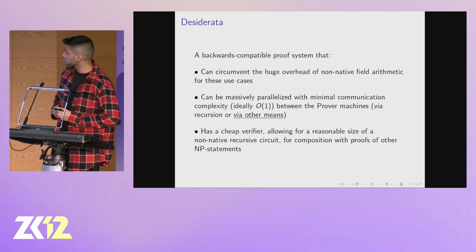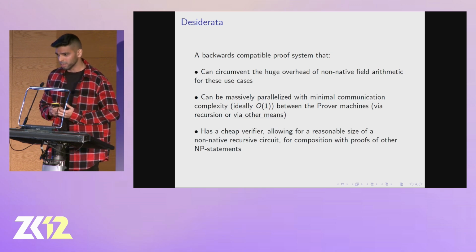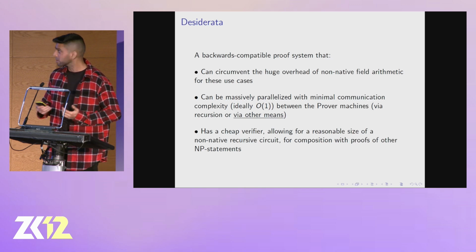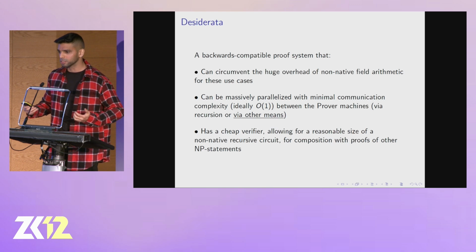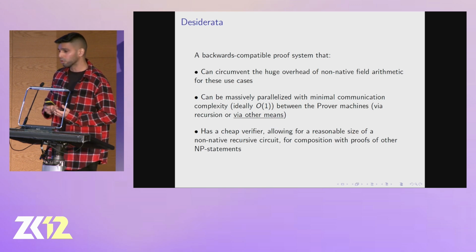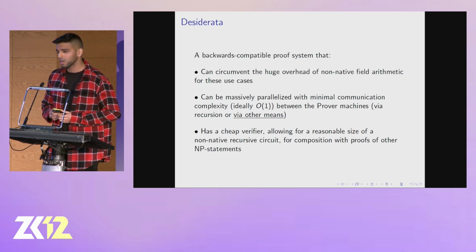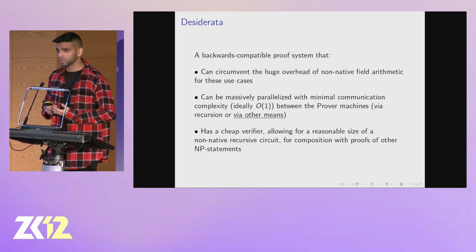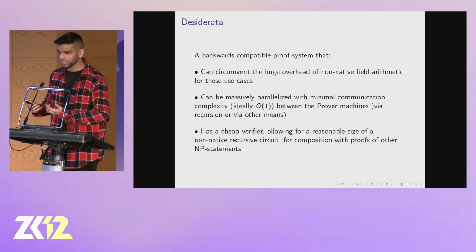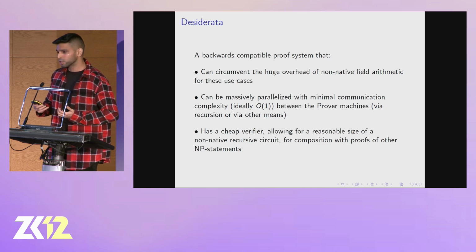Alrighty, so here's what I was looking for. I was looking for a backwards compatible proof system, which first of all could circumvent the enormous overhead of non-native arithmetic for these use cases. Secondly, something which could be massively parallelized with a cluster with low communication complexity between the machines. And lastly, for most of these use cases, you probably want to leave the door open for recursion in a non-native circuit, so you can compose the proofs with those of other NP statements. So you want the verifier to be as cheap as possible.